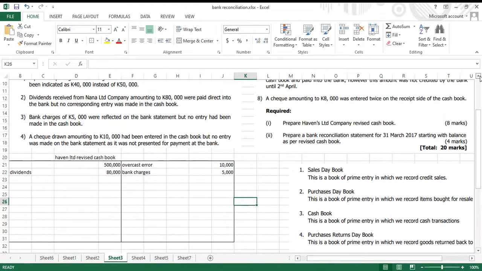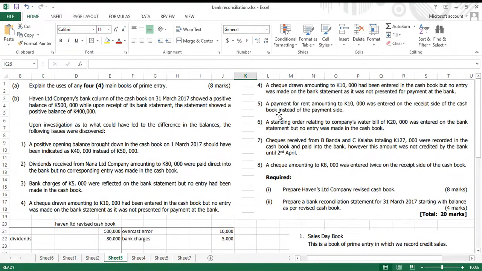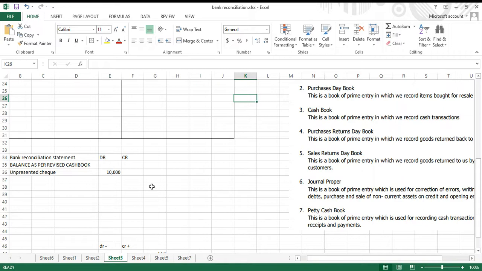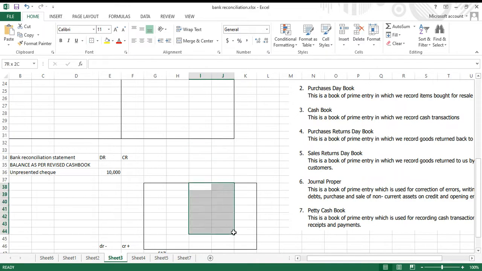All right. We'll go to number five. A payment for rent amounting to 10,000 was entered on the receipt side of the cash book instead of the payment side. So let me illustrate what's happening here. Let me just make a small T account. So we made a payment of rent. Now it was wrongly entered on our debit side, 10,000. So we have to correct this error. We need to remove this 10,000 from our debit side.